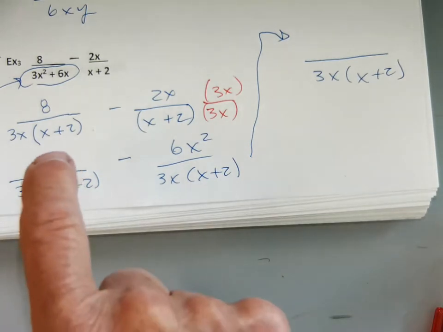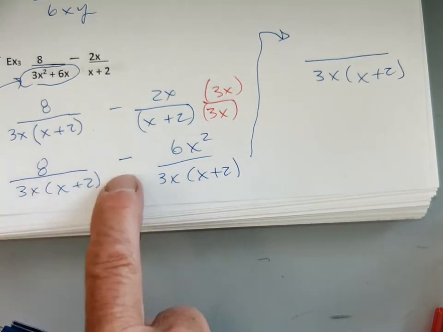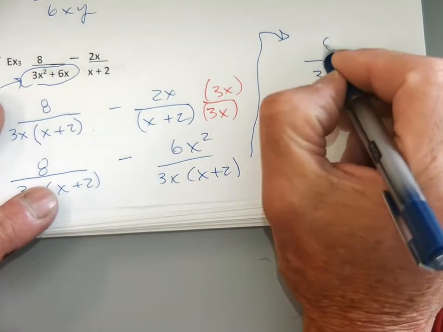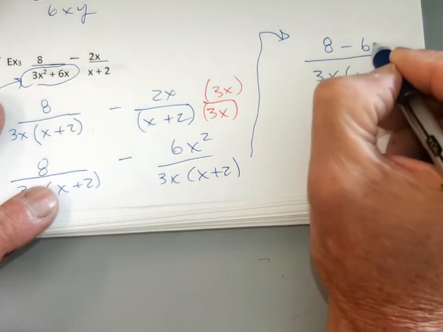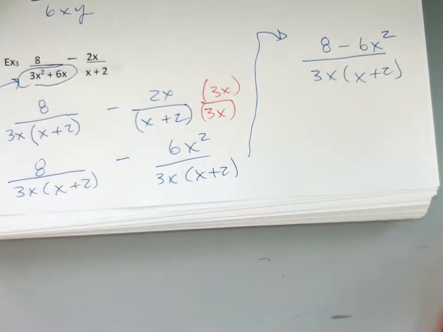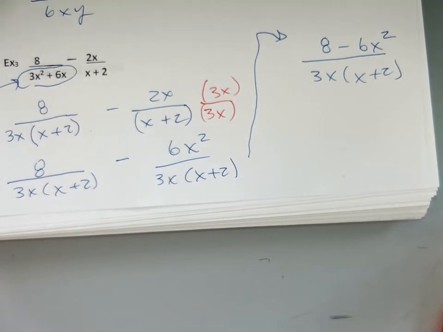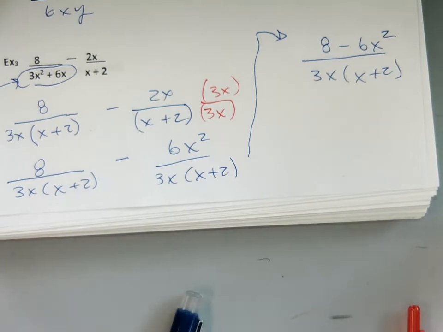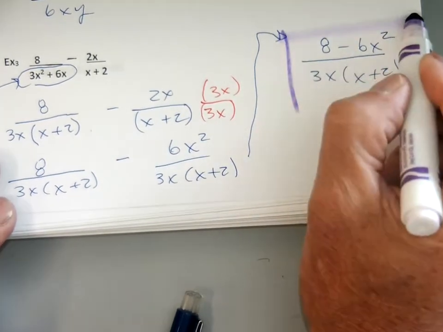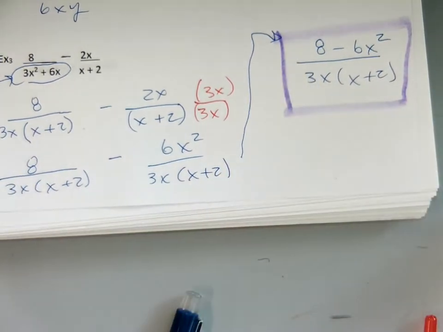And then I subtract 8 minus 6x squared. It's just an 8 subtract a 6x squared. That's it. Honestly, that's it. If I take out a 2, it won't do me any good. There's nothing I can do with that. So that's got to be my answer. I'd like to reduce it or something, but it doesn't.